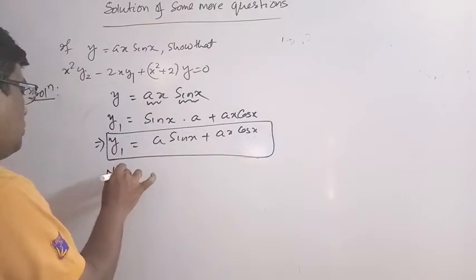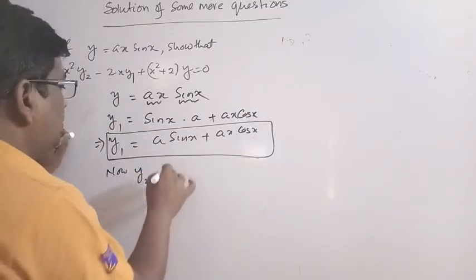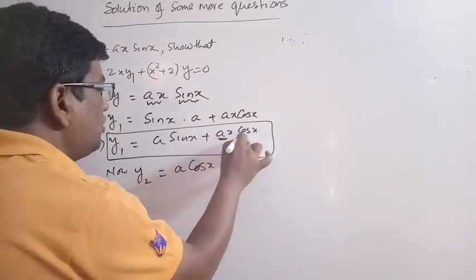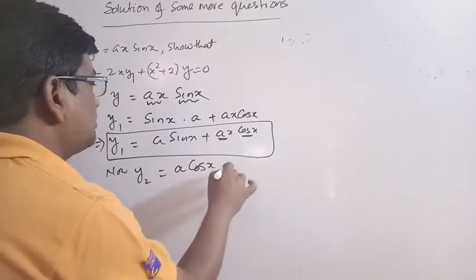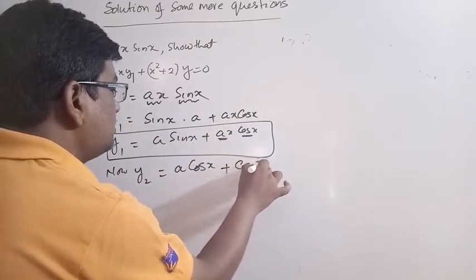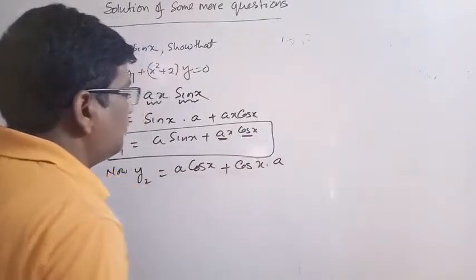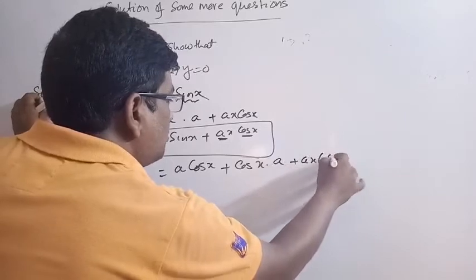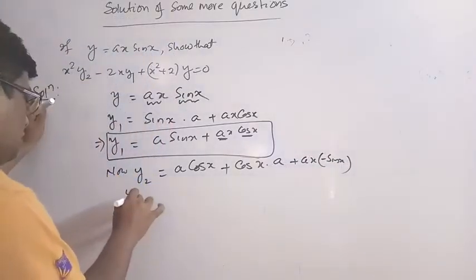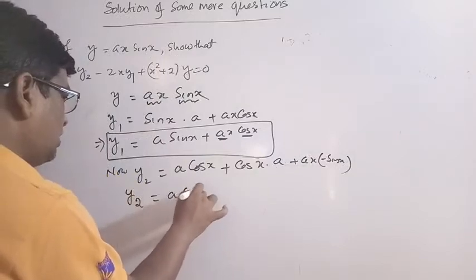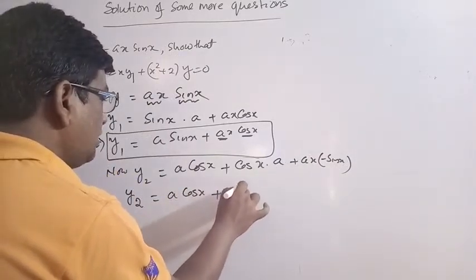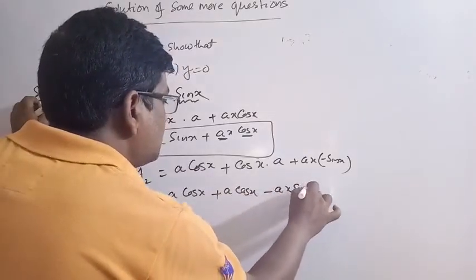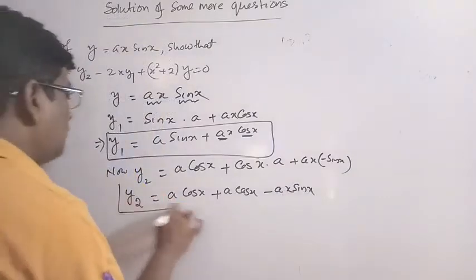Now for y2, differentiate y1 again. The derivative of a sin x is a cos x. For a x cos x, suppose this is u and this is v: cos x into the derivative of a x, which is a, plus a x into the derivative of cos x, which is minus sin x. So y2 is equal to a cos x plus a cos x minus a x sin x. This is the value of y2.